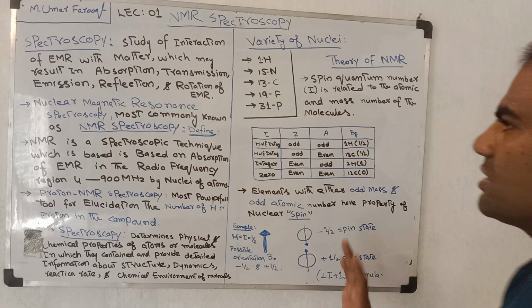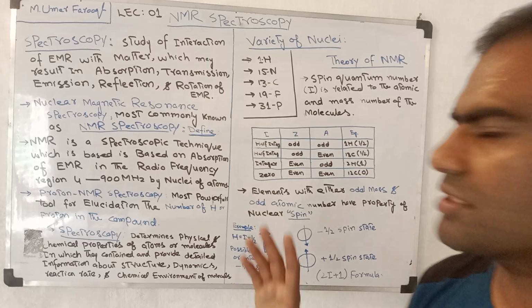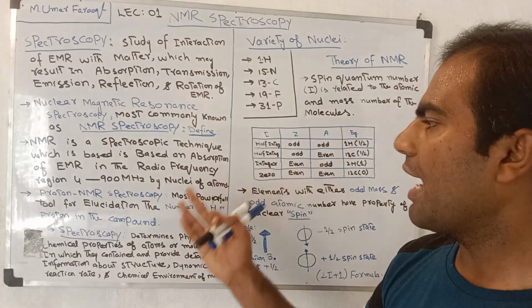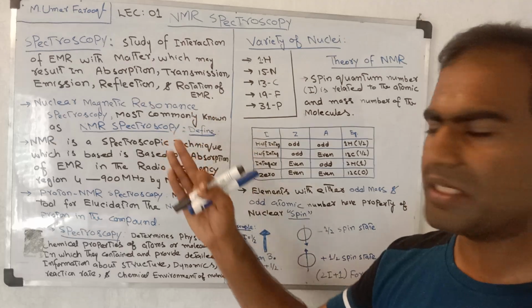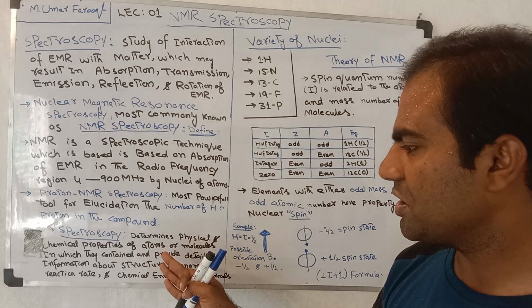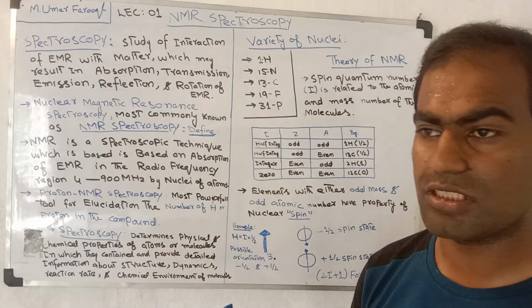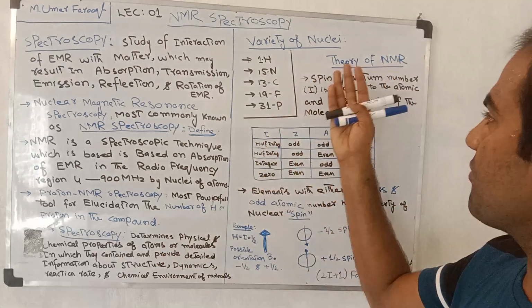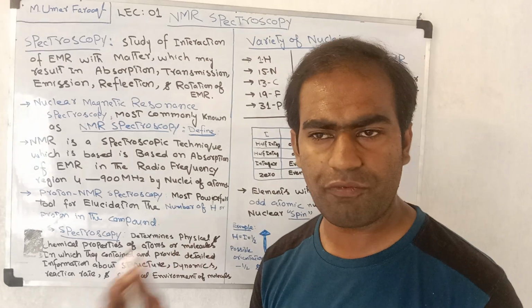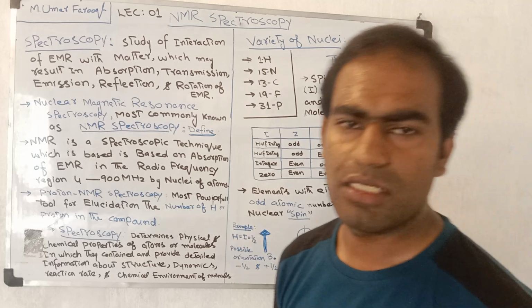This is all about spectroscopy, and it's our first lecture. This is basically the introduction to spectroscopy. Then we saw the NMR definition, the functions of spectroscopy, and the variety of nuclei. This is the theory, and then we start the principle of NMR spectroscopy. Thank you.